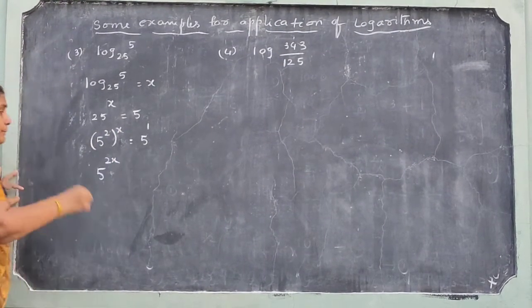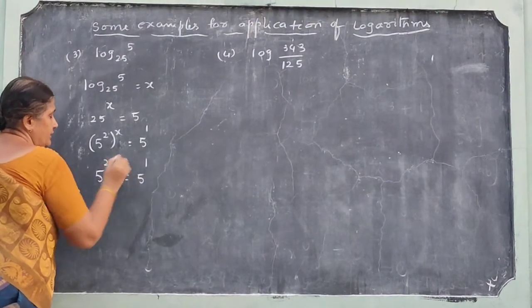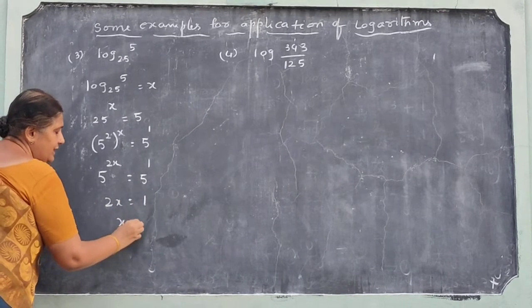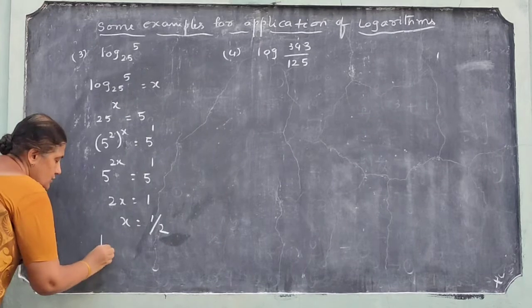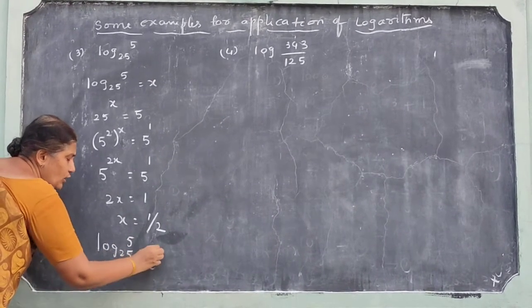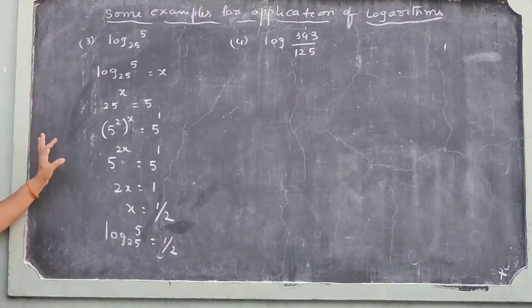a power m, whole power n is equal to a power mn, is equal to 5 power 1. Bases are equal, so powers are equal. 2x is equal to 1, x is equal to 1 by 2. X means the needed value. So overall, log 5 to the base 25, the answer is 1 by 2.